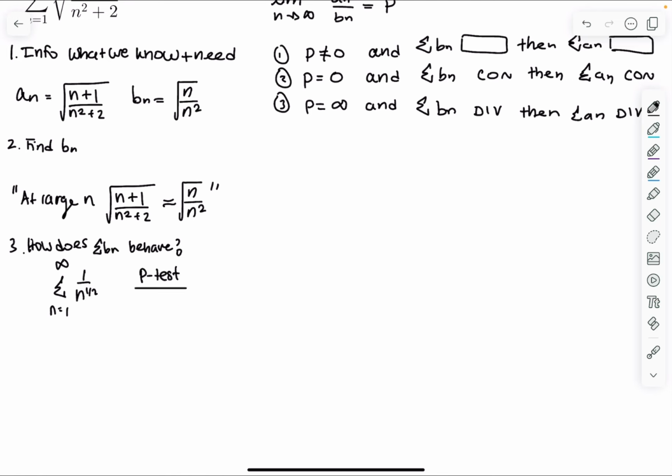The way that I remember the p-test is the movie rating PG-13, so p greater than 1, and then converges always comes first, and then the opposite is going to be true. In this case, p is equal to 1/2.